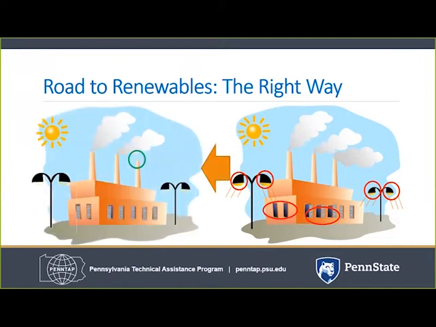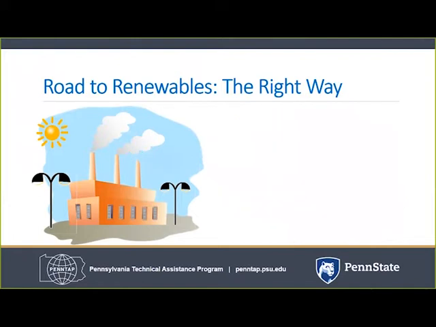Once you've taken these steps, you need to establish a system to continuously monitor and improve your energy performance. Since you have reduced your company's energy consumption, you will need much less renewable energy to meet your goal. You will be able to manage your energy usage into the future so you can sustain your commitment to renewable energy in a cost-effective way. This is our vision of the road to renewables, a cost-effective and sustainable path to meeting your energy sourcing and usage goals. In the next section of this presentation, we will describe each of these steps in more detail.